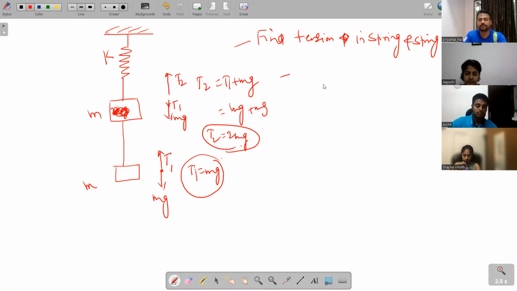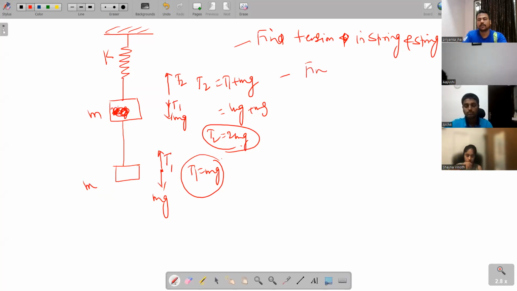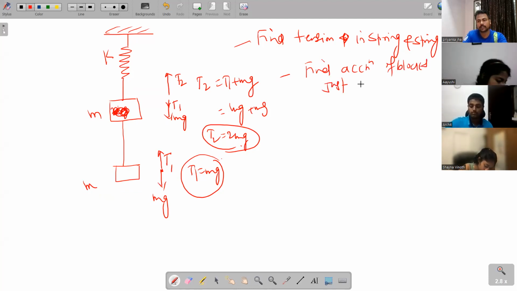Next question is, find the acceleration of the blocks just after cutting the string. Now try, I'm giving you 2 minutes.